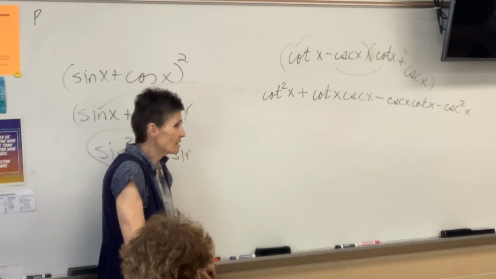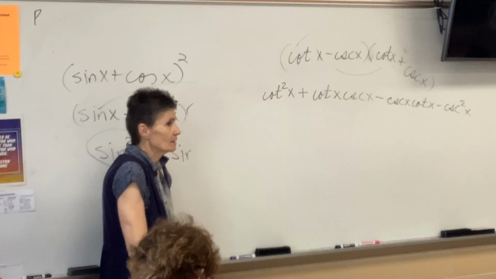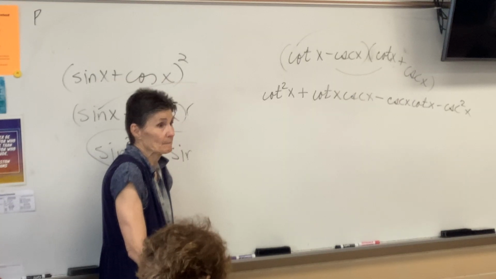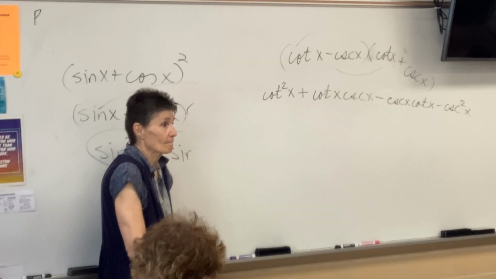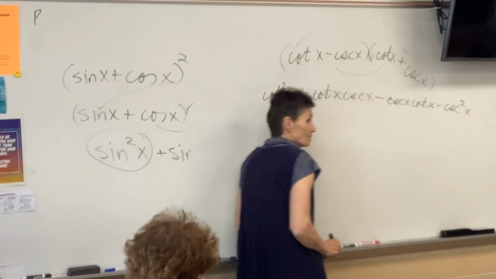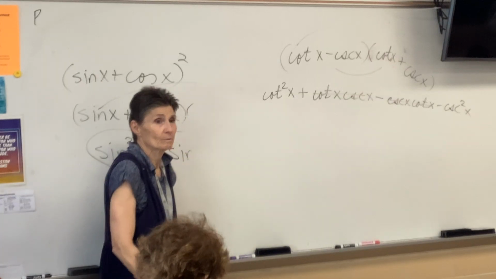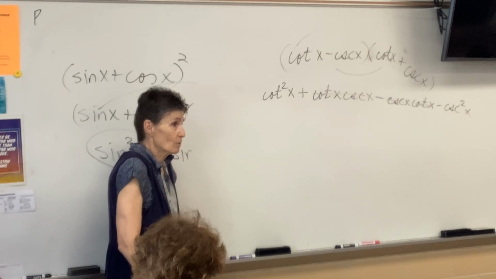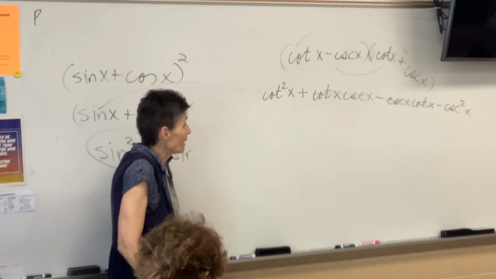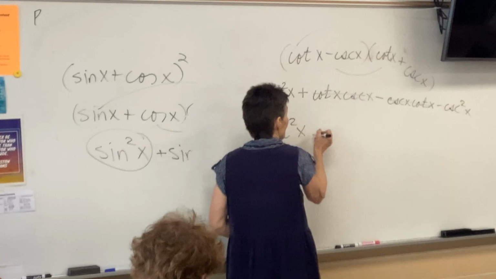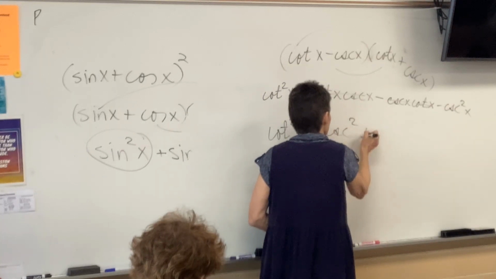And this one does have some negatives in it, so there's a possibility things will cancel. What do you think? Aren't these two the same? Remember, you can multiply them in either order. X times y is the same as y times x. So those are the same thing, and they cancel. One's positive and one's negative. So I'm left with cotangent squared minus cosecant squared.